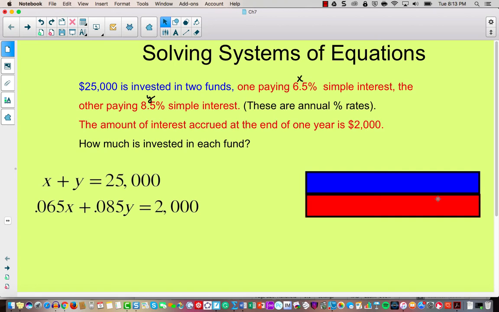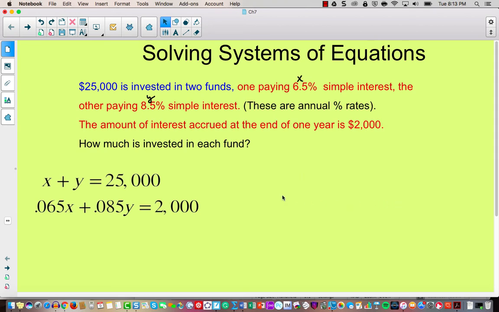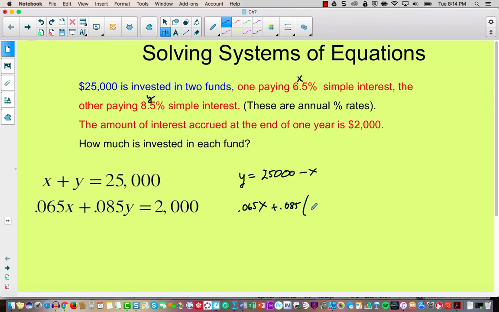Now, a good way to solve a system like this is using the method of substitution. We take that first equation there, and we solve for one variable or the other. It doesn't really matter which one. I'm going to solve for y because I like to deal with x. So y is 25,000 minus x. And then we substitute it into the second equation. Everywhere there's a y, we replace it with 25,000 minus x. So we have 0.065x plus 0.085 times 25,000 minus x, and that has to equal 2,000.